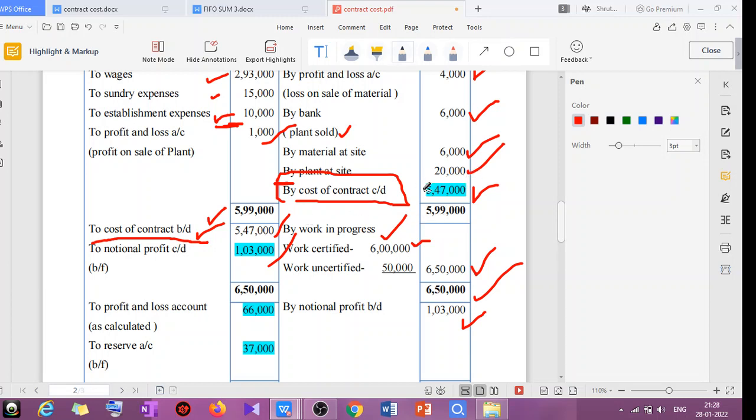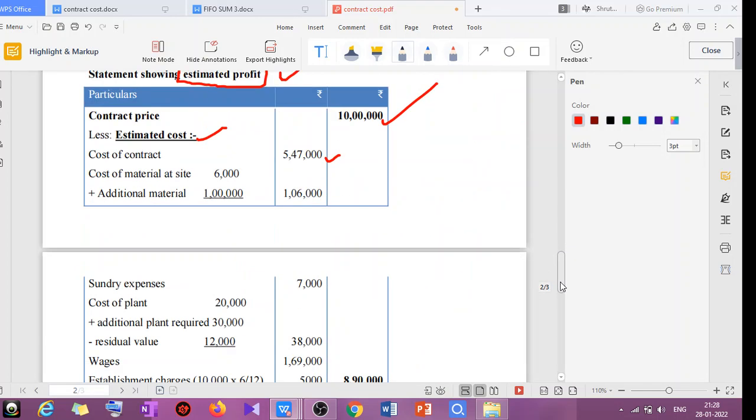So take 5,47,000. Okay, that is the cost of the contract. Then cost of material at the site. At the end of the year material is left, right? How much? 6,000, and extra material we have purchased, so add 1 lakh, so it will be 1,06,000. I hope you understood. See the question.